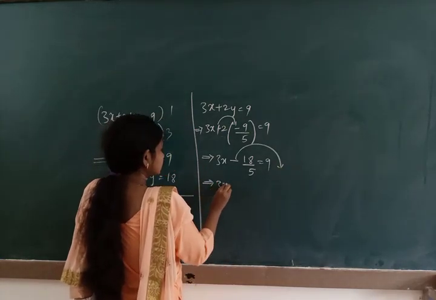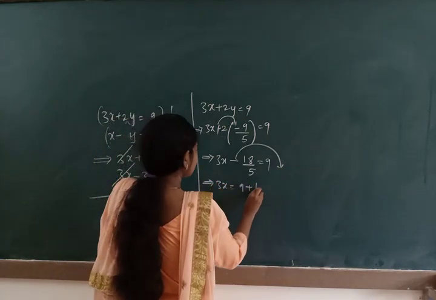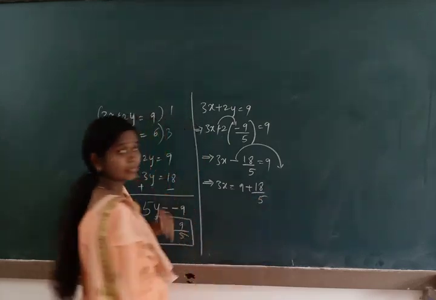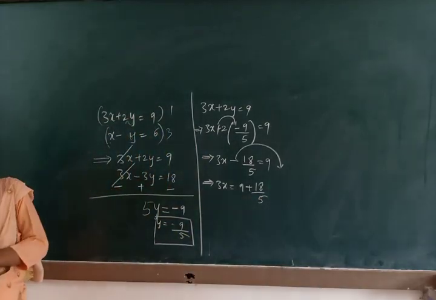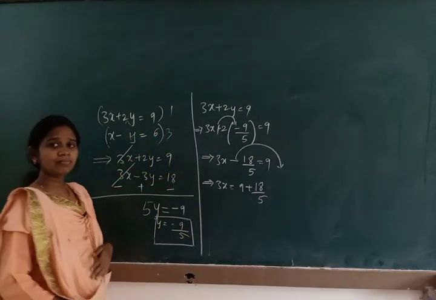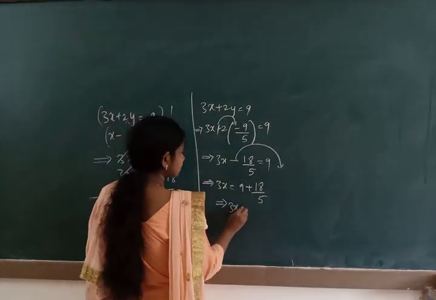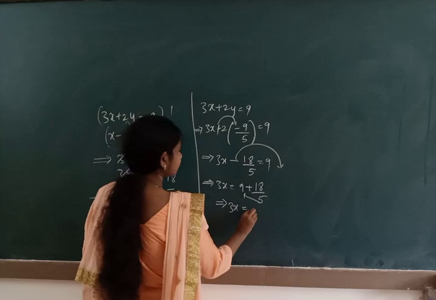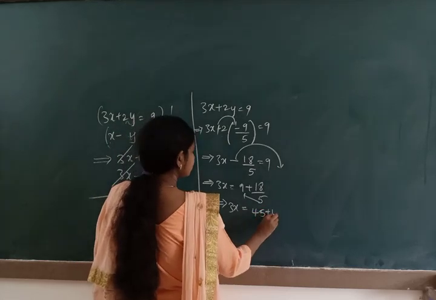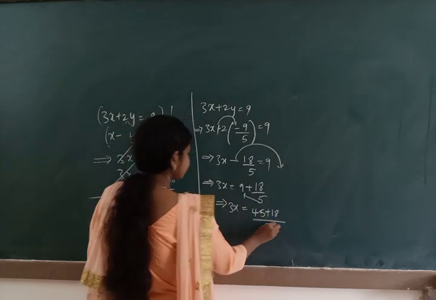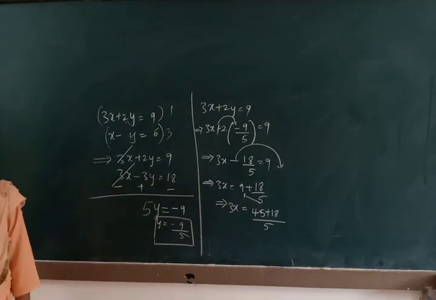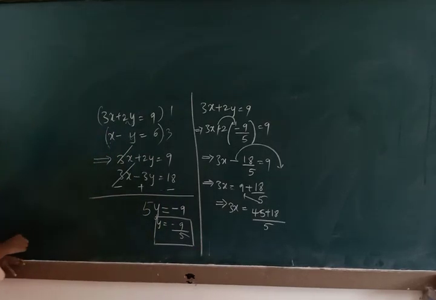So 3x is equal to 9 plus 18 by 5. Therefore this implies 3x is equal to, take the LCM, 5 9s are 45, plus 18, divided by 5. Now add it: 45 plus 18, how much? 45 plus 18 is 63.